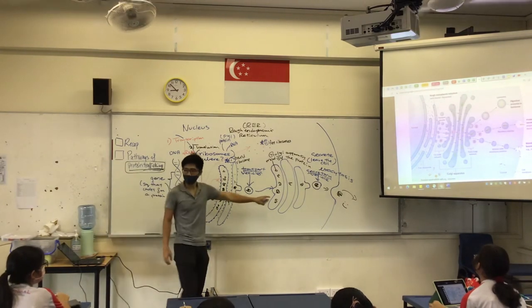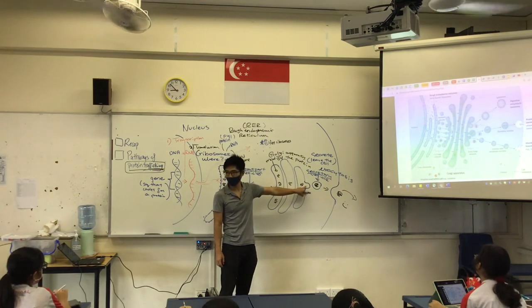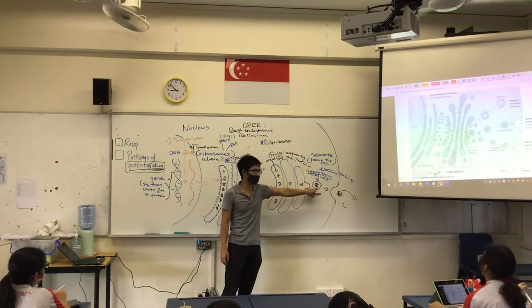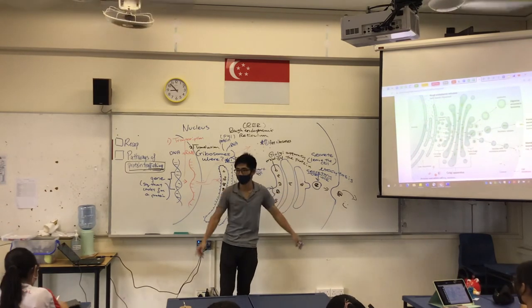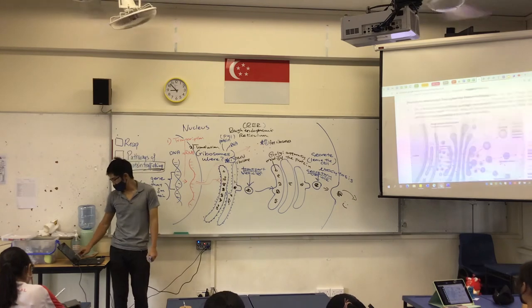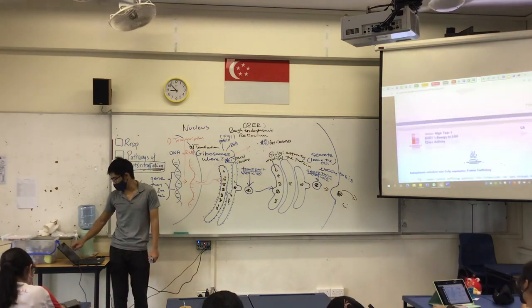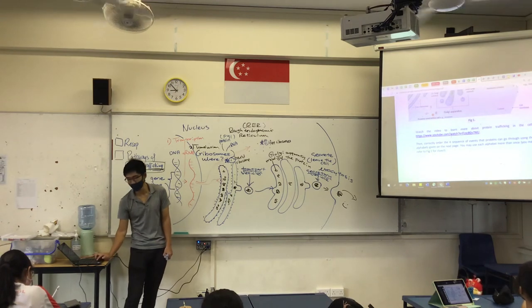At the Golgi apparatus, another vesicle will bud off. Then after that, a secretory vesicle is formed. Then it will fuse to the cell membrane and the protein can leave the cell. So that's how we will go about things. If you want to know how this process works, I provided a YouTube video here to summarize the entire process.